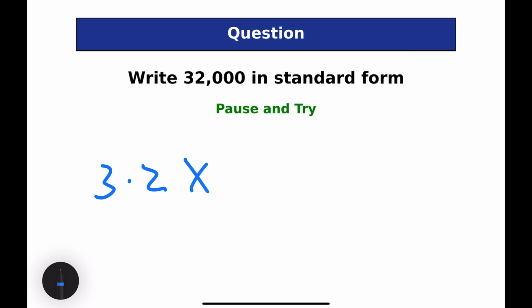And now we need to write it as a power of 10. So we can think about it like this. How many times has the 2 moved? So 1, 2, 3, 4, because the 2 is right after the decimal place. So it's going to be 3.2 multiplied by 10 to the 4. And that would be your final answer. Again, you can check it by multiplying it out.